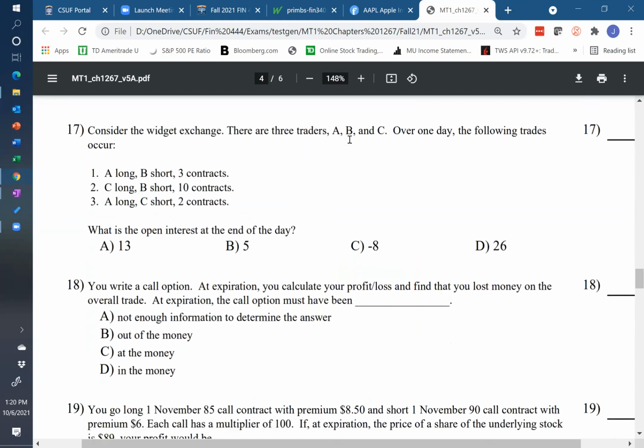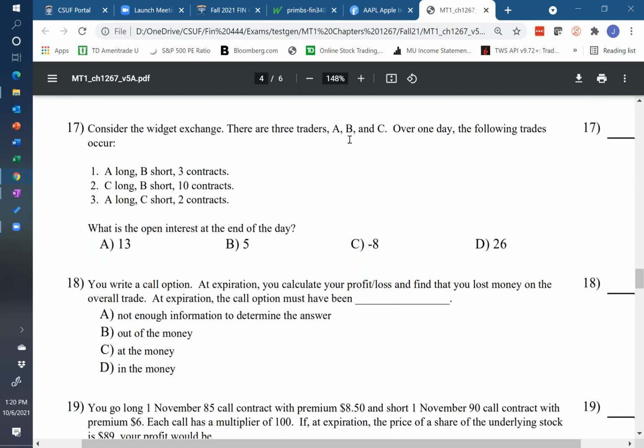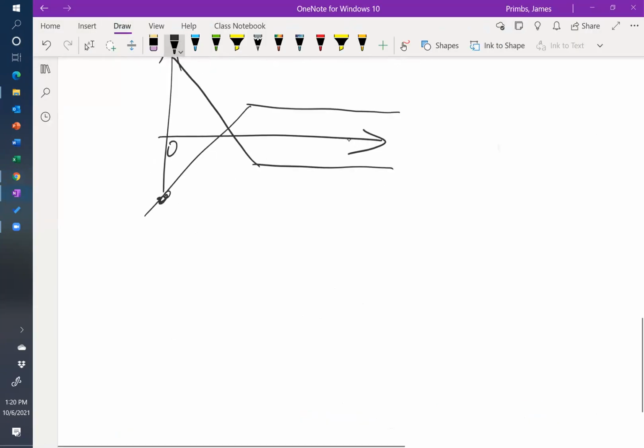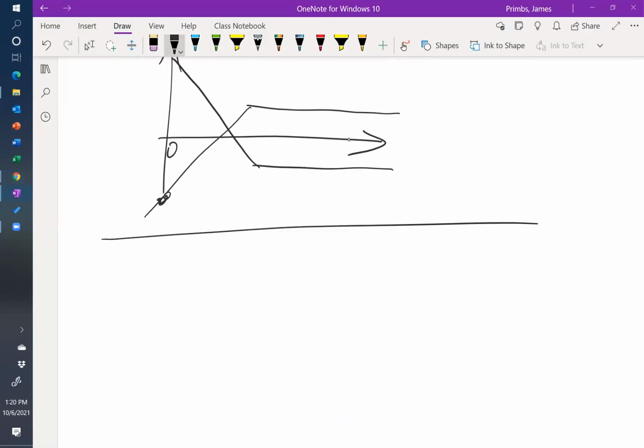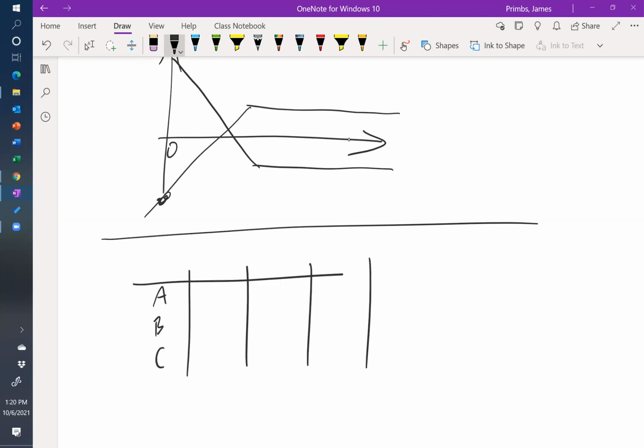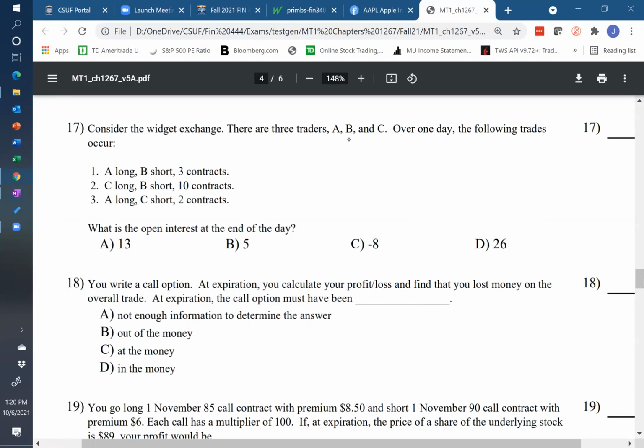All right. Consider the widget exchange. There are 3 traders, A, B, and C. Over one day, the following trades occur. So this one was going way back to just calculate open interest. We can quickly do this. I always like to set up a table for this. So I'm going to set up a table here for A, B, and C. And these are my trades. Trade 1, 2, and 3. Let's just quickly write them down.